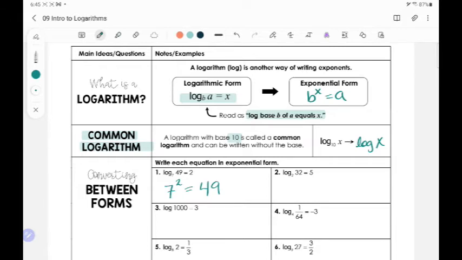Now what's the next one that we have here? Log base 2 of 32 equals 5. The base is 2, the exponent is 5, it equals 32. If you're not sure, test it out. You could put 2 to the 5th power in your calculator, or you could sit here and calculate 2 times 2 times 2, and so on.